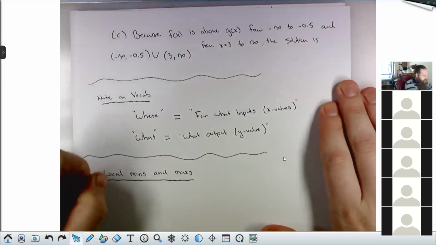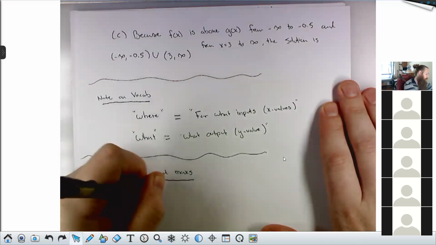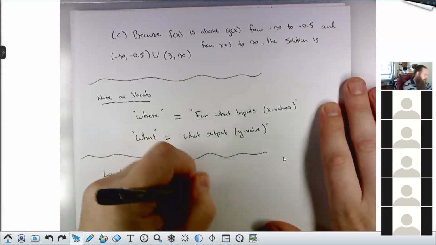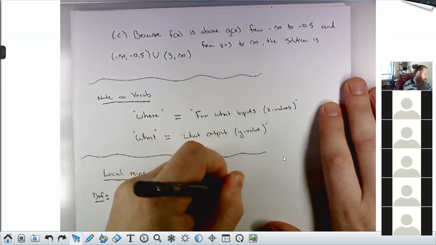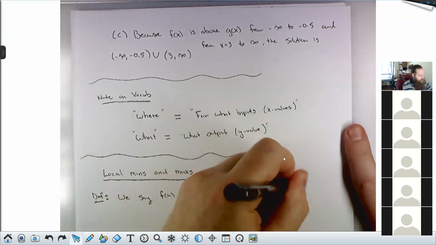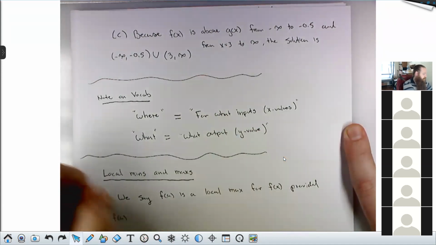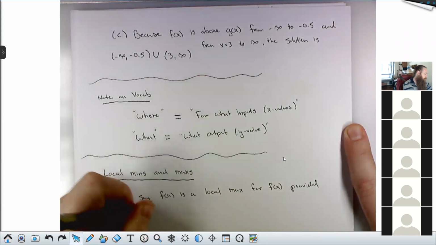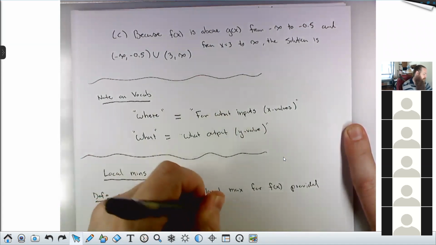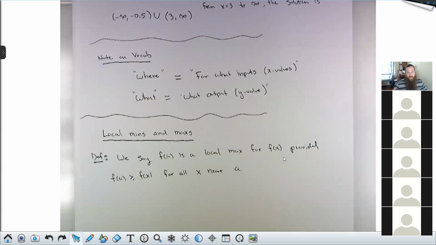So, definition. We say f of a is a local max for f provided f of a is greater than or equal to f of x for all x near a. Another way to say this is that there is a local max at x equals a.